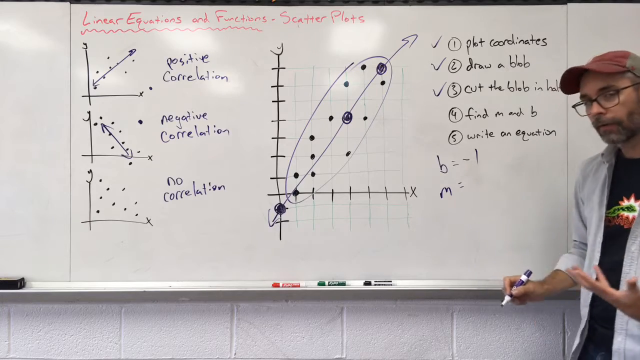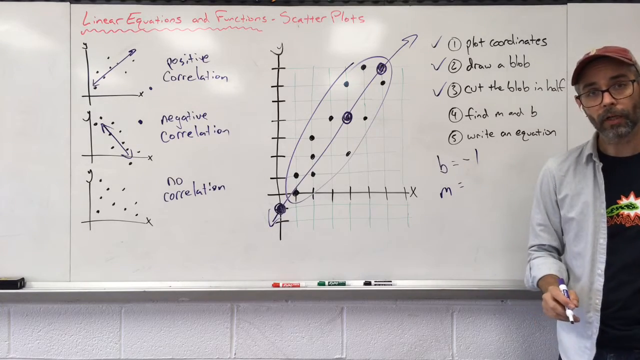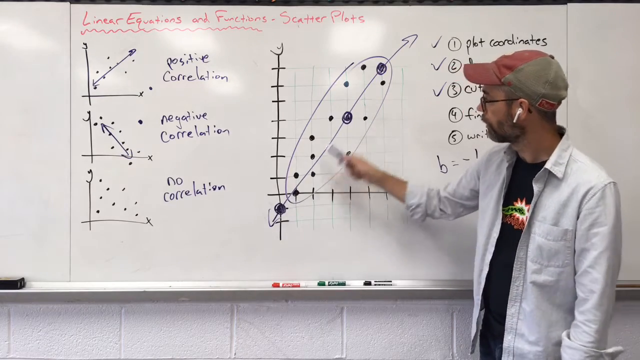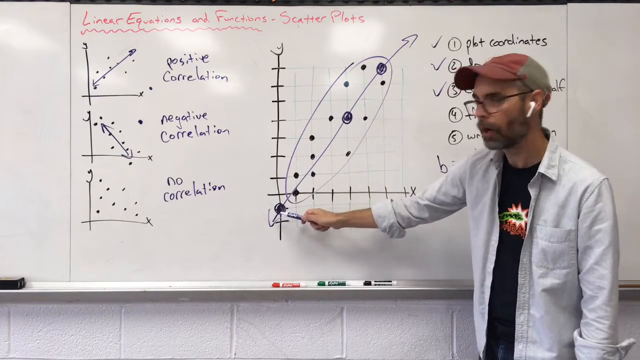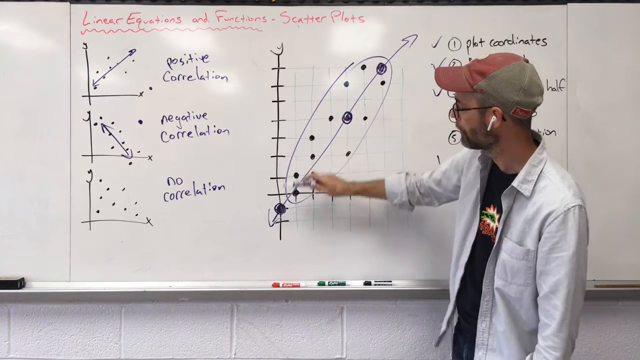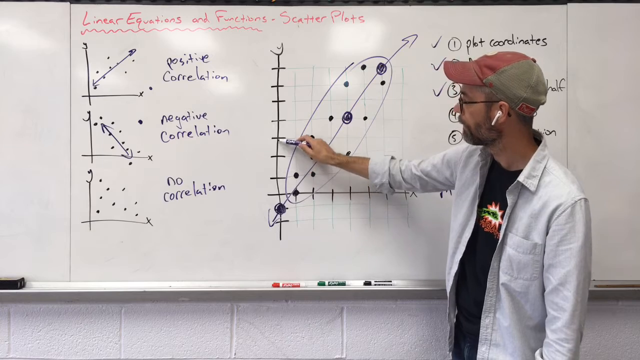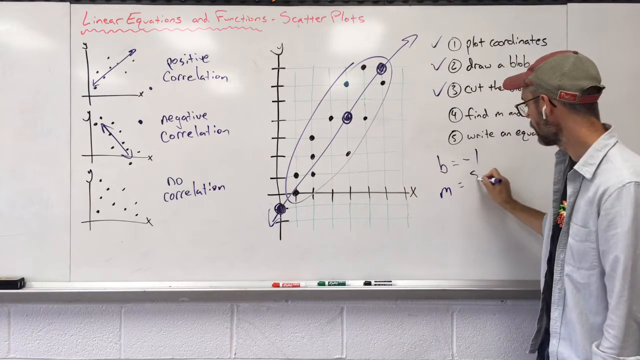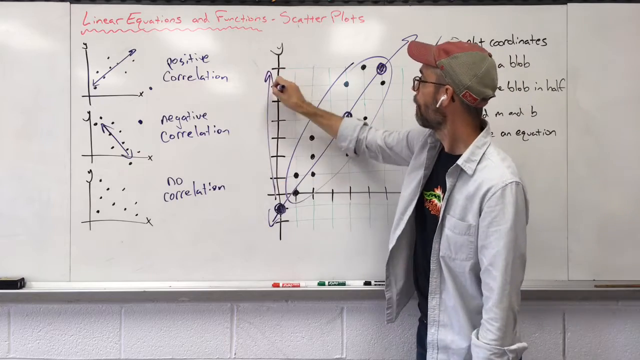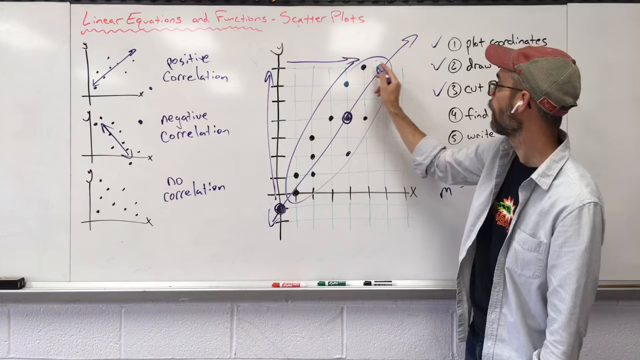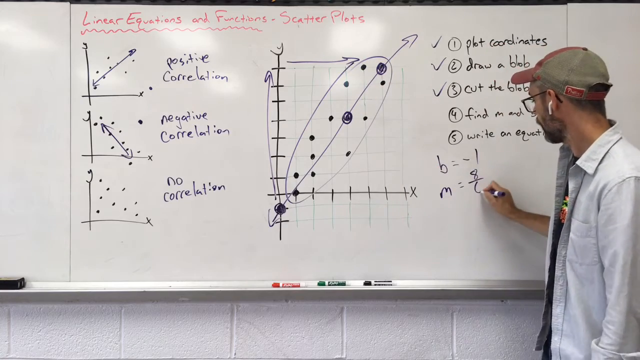Best way to find slope, let's just count rise over run. I could go from here to here, but I'm actually just going to go from one end all the way to the other. So let's count our rising. 1, 2, 3, 4, 5, 6, 7, 8. So we rose 8. And then we go over 1, 2, 3, 4, 5, 6.